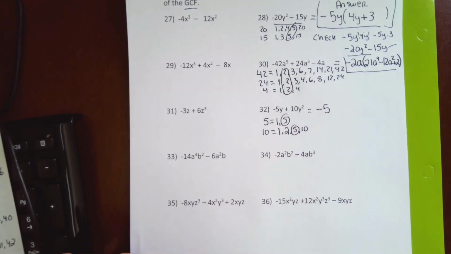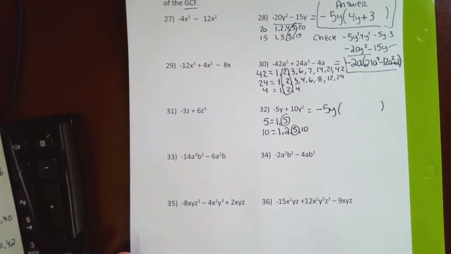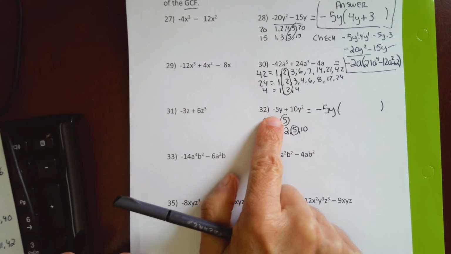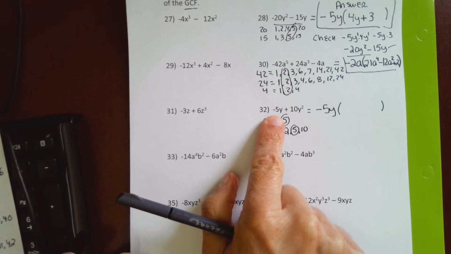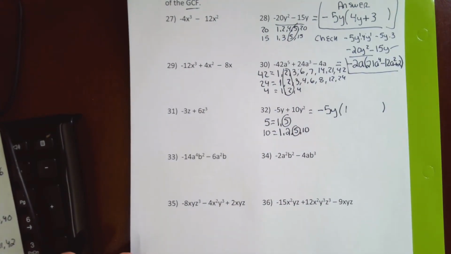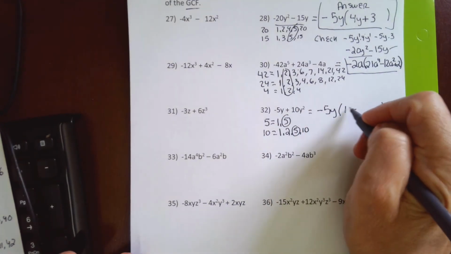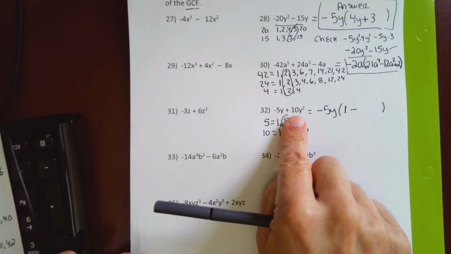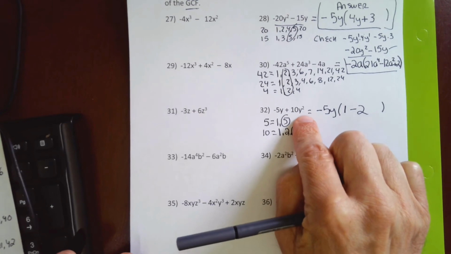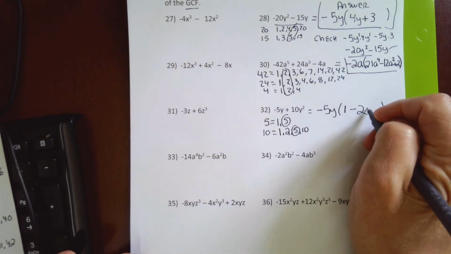Both terms have a y, so I'm going to factor out a y to the first power because that's the smaller of the exponents. Inside my parentheses, because I factored out a negative, that negative sign is going to turn to positive. I'm going to divide that 5 by 5 and get a 1. And I had a y and I took it away. So first in my parentheses, I'm going to get a 1. After this, the plus sign is going to turn to minus. I factored out a 5, so I'm going to take that 10 and divide it by 5 and get 2. I had 2 y's, the 10 y squared, I take out one of them and I'll get y.